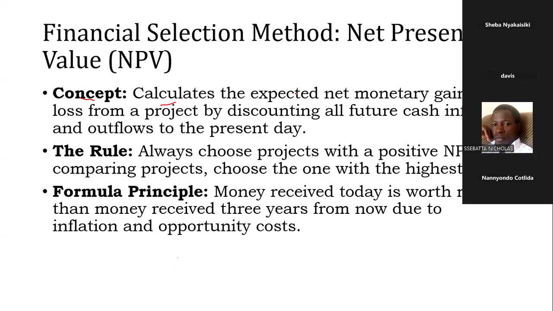You've been experiencing fraud of up to 50%. We're cutting this now to 5%. That's a monetary gain. So this is the first concept. Then the rule: always choose projects with a positive NPV. So you have several projects, you have several vendors who will be presenting a solution to you. Then you'll be making comparisons. Choose the one with the highest NPV.